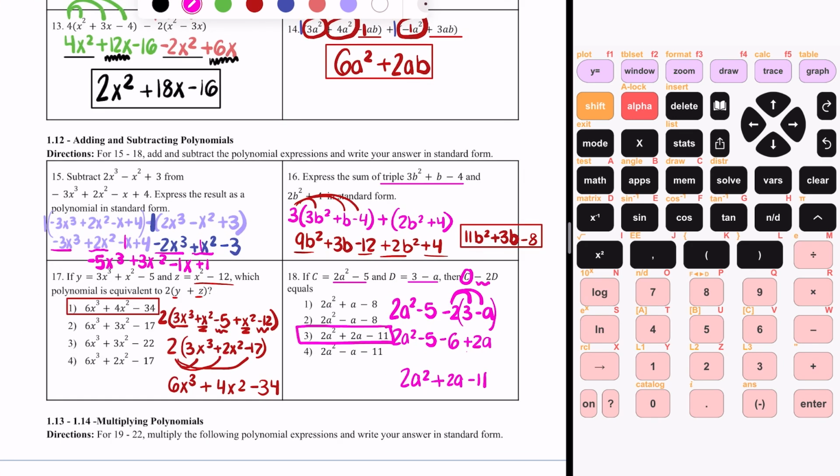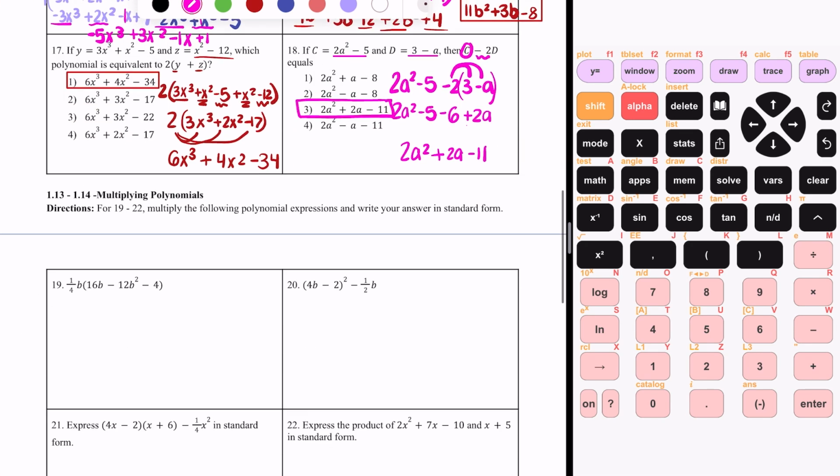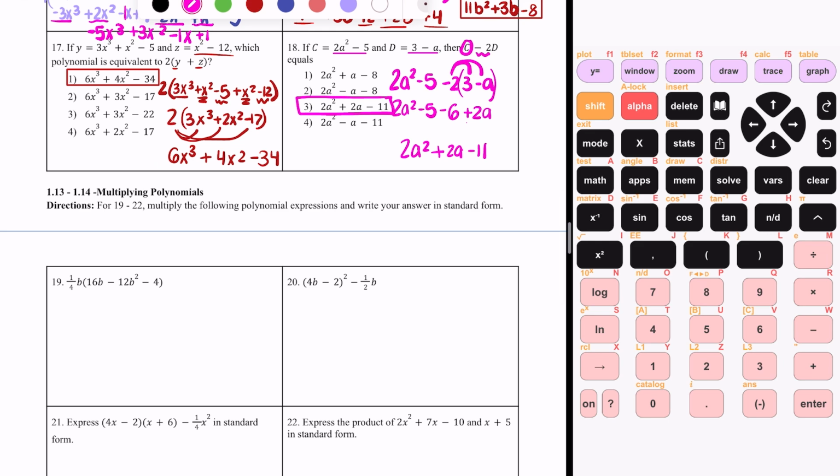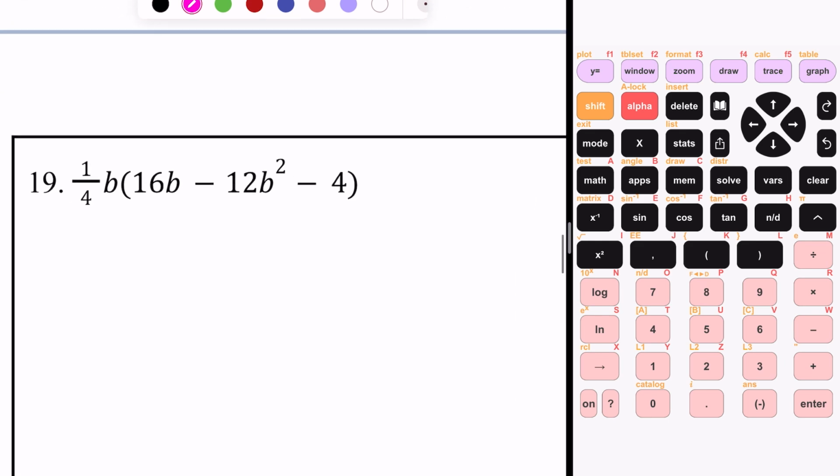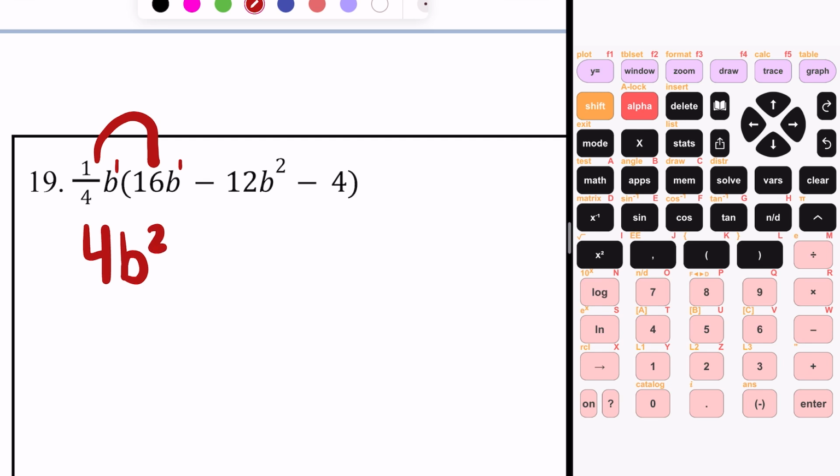All right. Now we are going to move on to multiplying polynomials for the next 4 questions. So let's look at this first one. We are going to multiply 1/4 b times 16b. 1/4 times 16 is 4. And b times b is b to the first times b to the first, and you add the exponents, that gives us b squared.